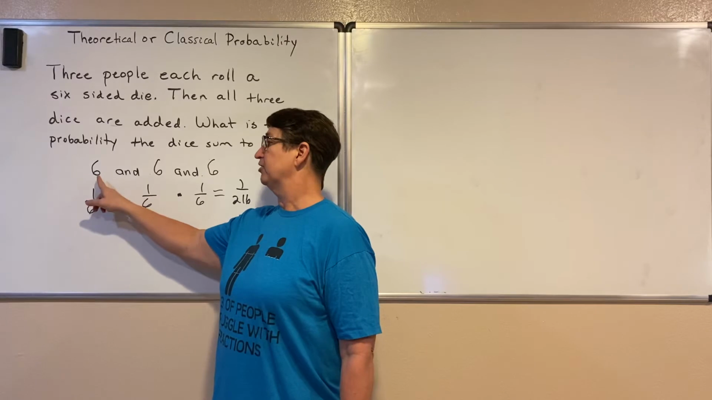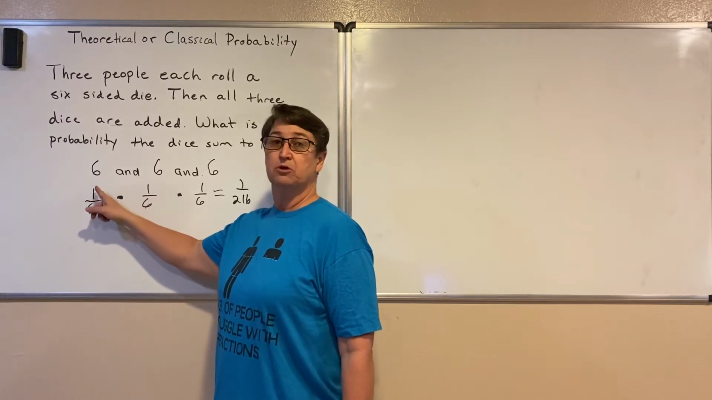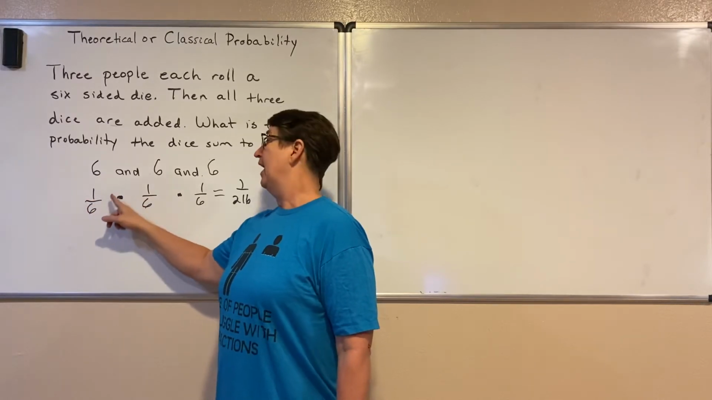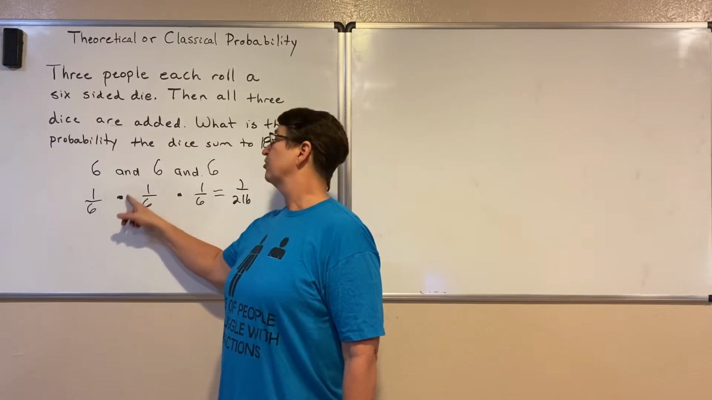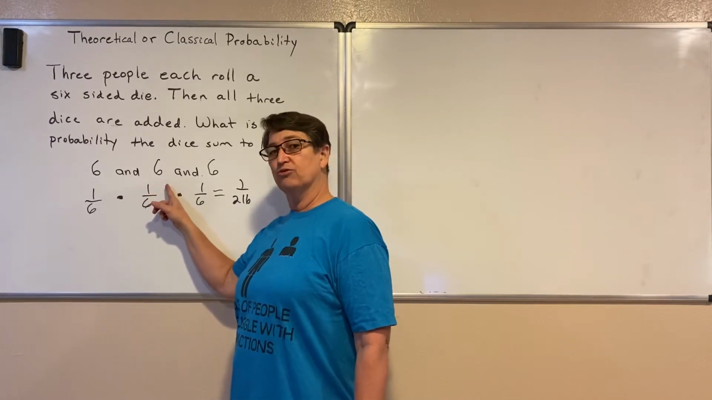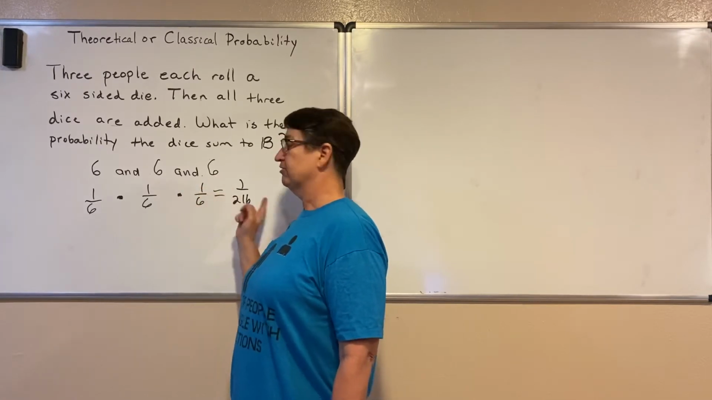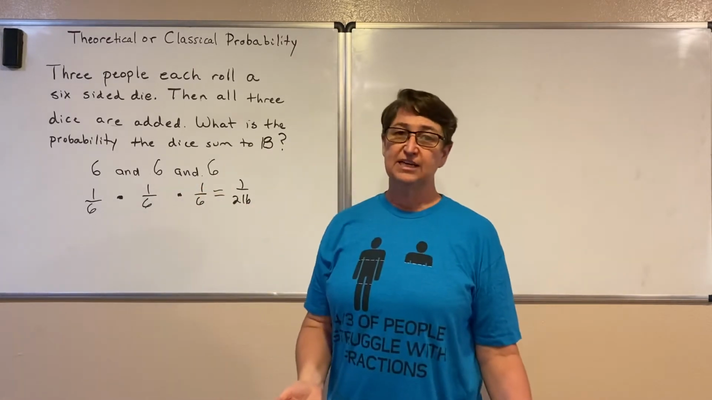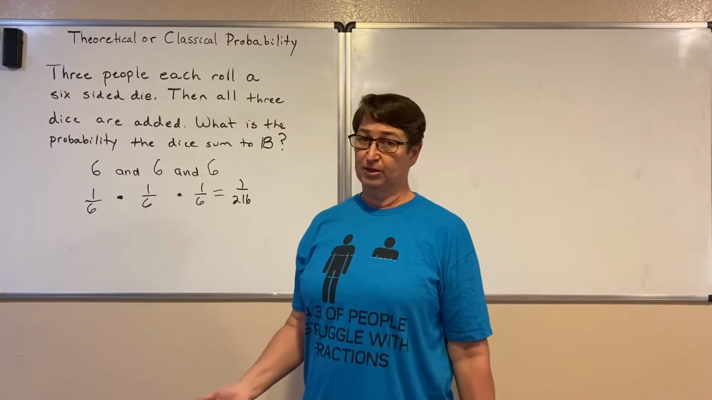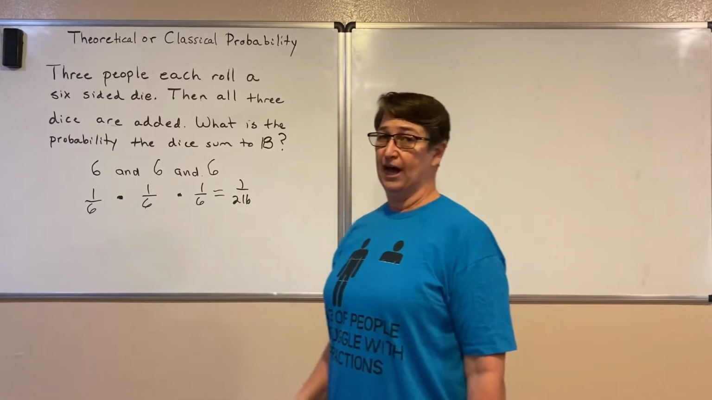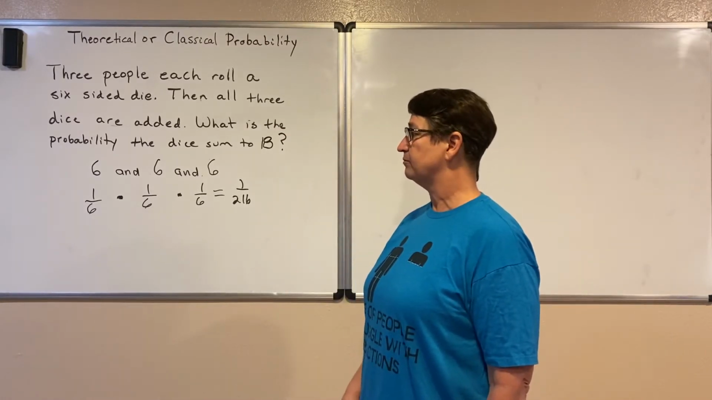What's the probability the first one rolls a 6? It's 1 out of 6. And tells me to multiply. What's the probability the second one rolls a 6? It's 1 out of 6. And the third one. And so the probability that they roll an 18 is the same as the probability of them rolling a 3. It's 1 out of 216.